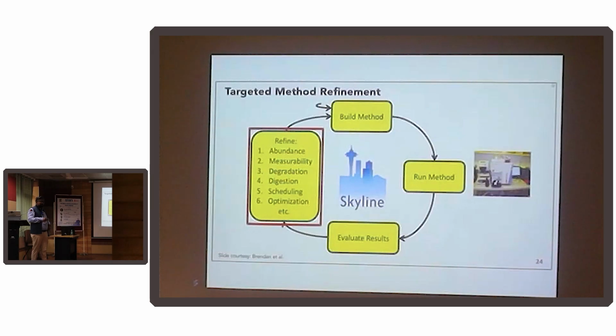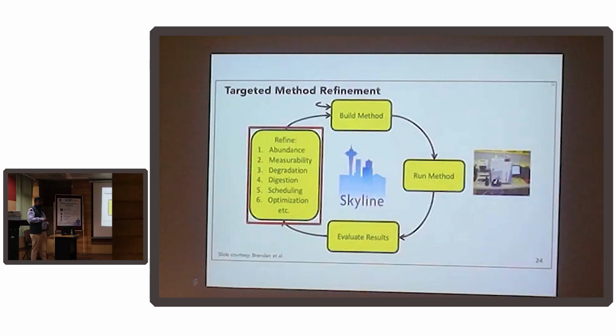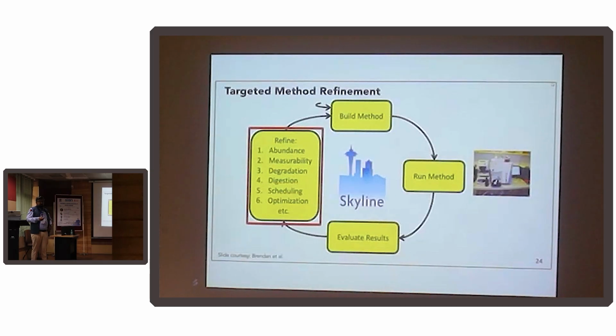Is it prone to degradation? The digestion that you are using, the trypsin, are you using trypsin? Sometimes you can't use trypsin for specific reasons. So that will affect scheduling and optimization. So there are multiple ways by which you can do a targeted method. Refinement is a long process.